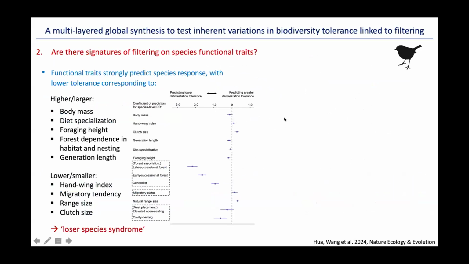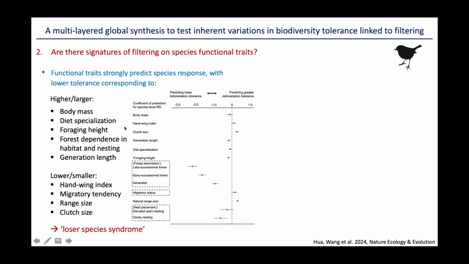And then to further test the signature of filtering on species functional traits, to really bring the story home, we first did a species-level analysis looking at how 10 functional traits might explain species response to agricultural deforestation. This analysis gave a very clear pattern of what a loser species, in other words a species that's sensitive to agricultural deforestation, might look like. Here I call it the loser species syndrome.